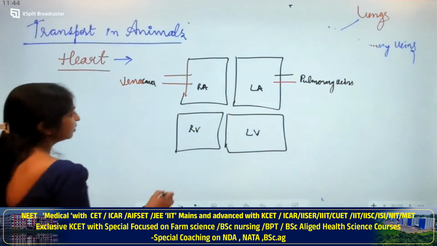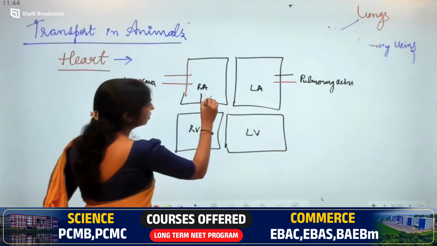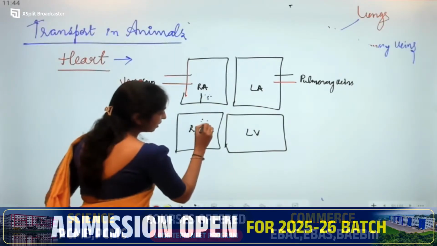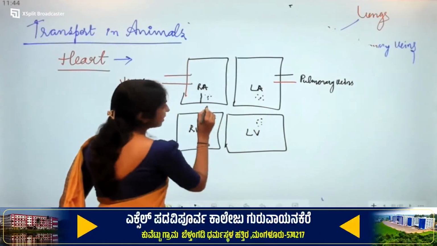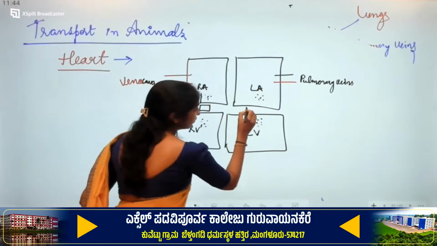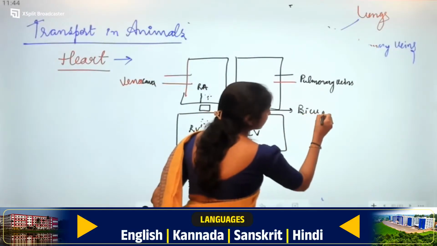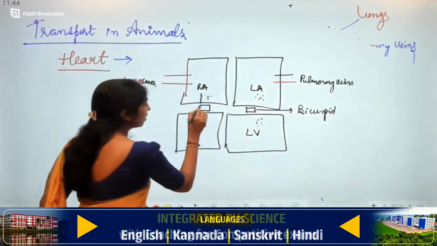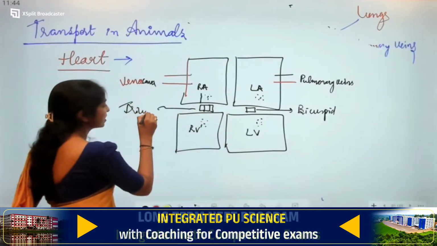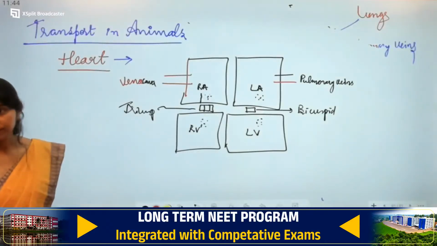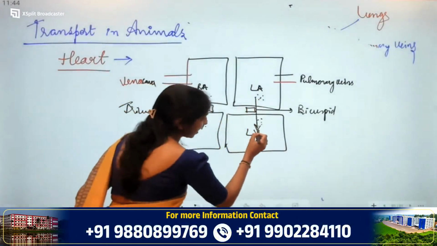Then the blood will flow from the right atrium to the right ventricle, similarly from the left atrium to the left ventricle. It is regulated by the valve. What are the valves called? Here it is called the bicuspid valve, here it is called the tricuspid valve. Is it clear? Then the blood is moving from the atria to the ventricles on both sides.